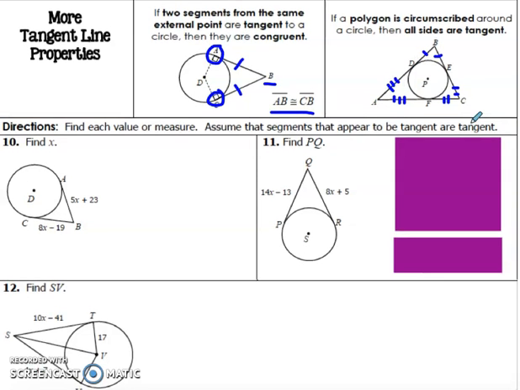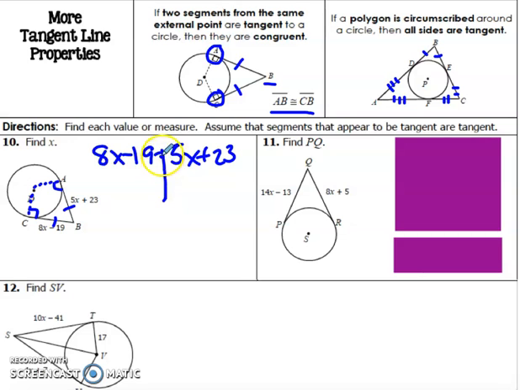So let's look at some example problems. The directions say, find each value or measure. Assume that the segments that appear to be tangent are tangent. Okay, so I don't have a radius connecting to show that it actually is tangent. So I'm just going to assume that this is congruent to this because they are coming from the same external point. So to solve for x, you're going to say 8x minus 19 is equal to 5x plus 23 and solve. We have variables on both sides.